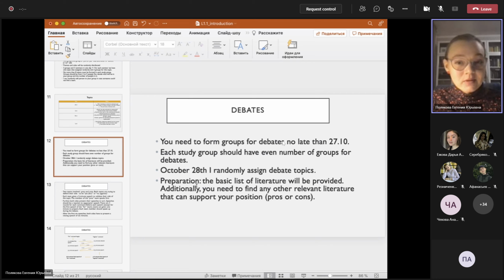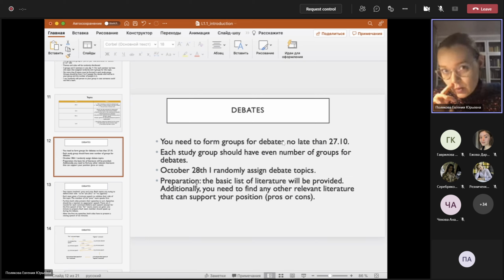I will send you an email with a link to the Google Doc. Then you can write all the names of the people in the groups in this Google Doc. After I randomly distribute them, in the same Google Doc we have a special column for the topic for the debate and the date for the debate, so you can see the topic and the date of the debate.